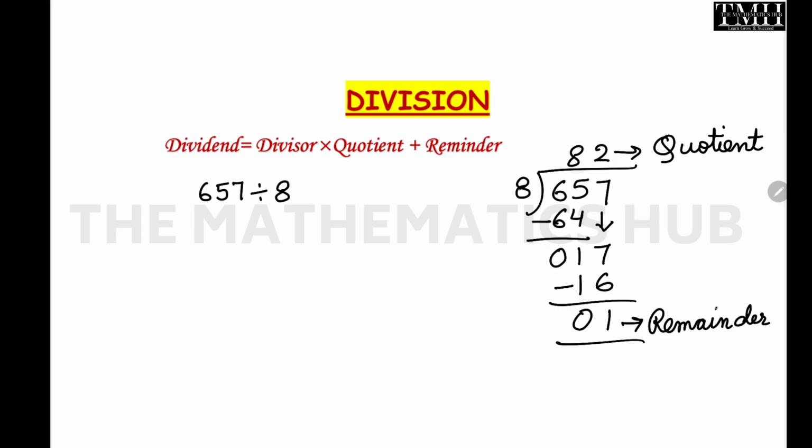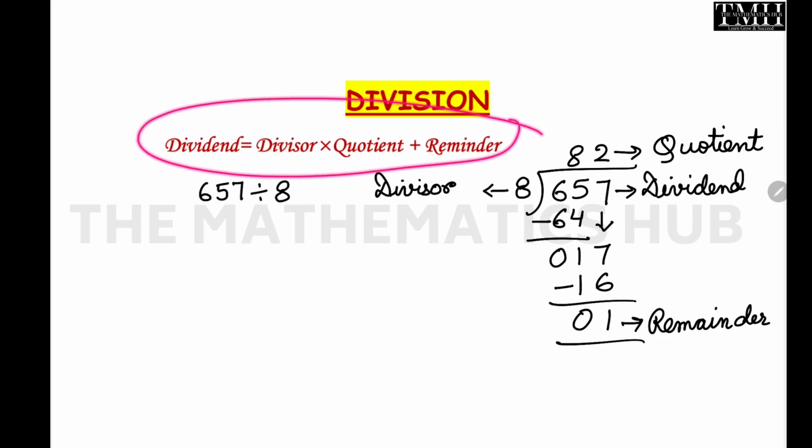R-E-M-A-I-N-D-E-R. Mind the spelling. And then here, as you know, this is the dividend, and this 8 is known as the divisor. Now you can see a formula on the screen. It's a very famous formula for verifying or checking our answer.